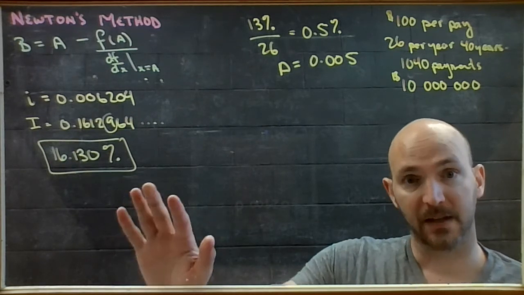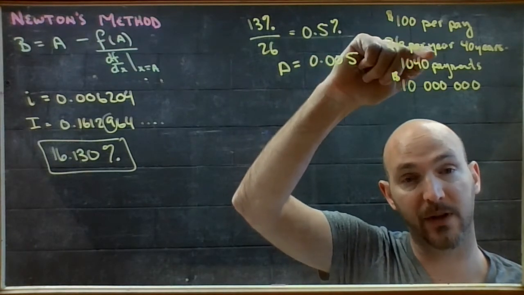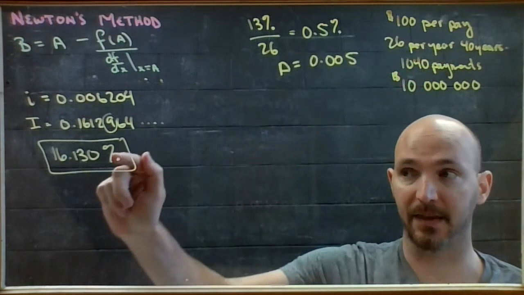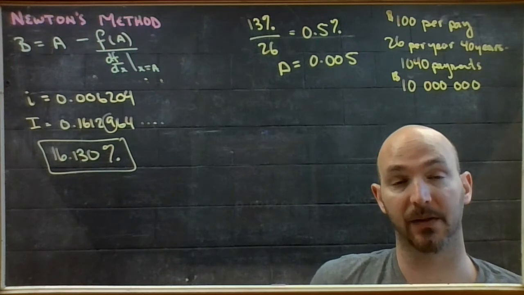So what that's telling me is that if I take $100 per pay and put it in every pay cycle, so 26 times a year for 40 years, at that interest rate, then I will have precisely $10 million sitting in the bank on the day that I retire.